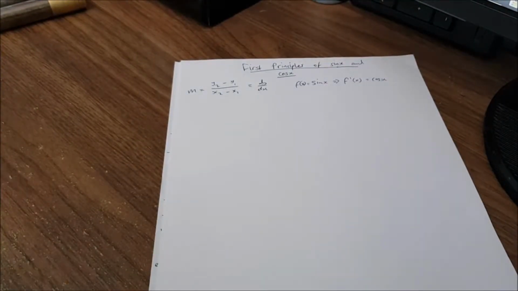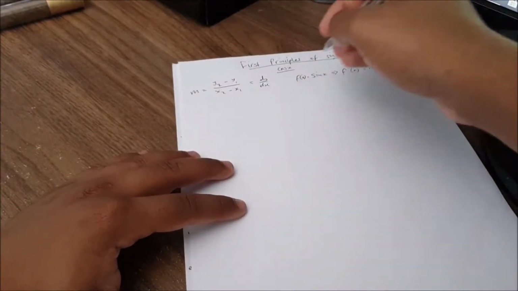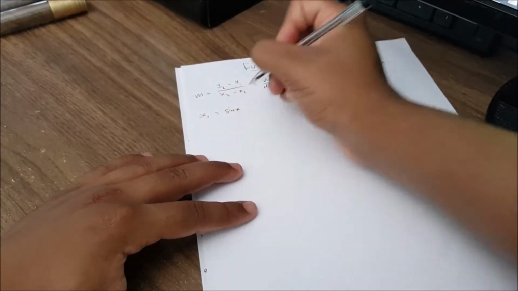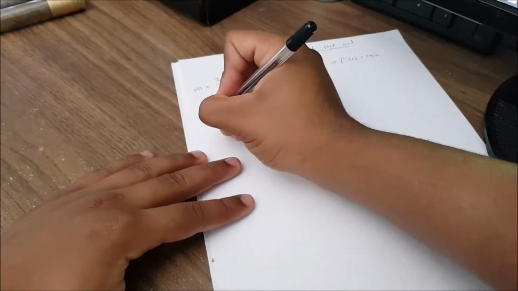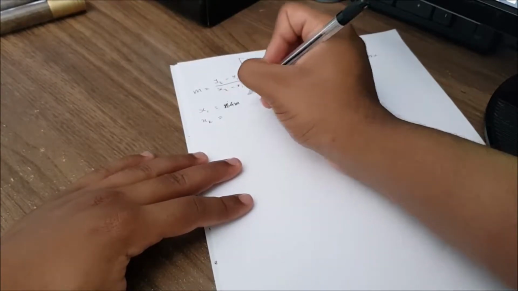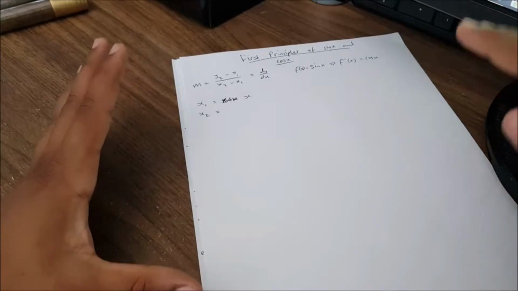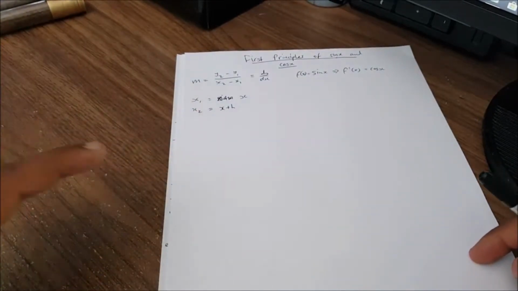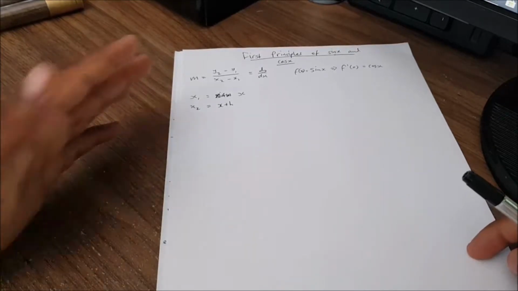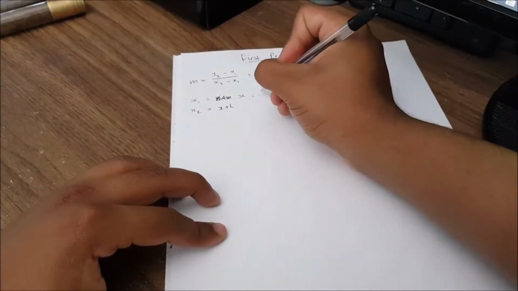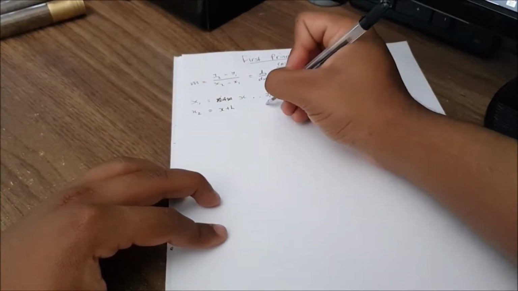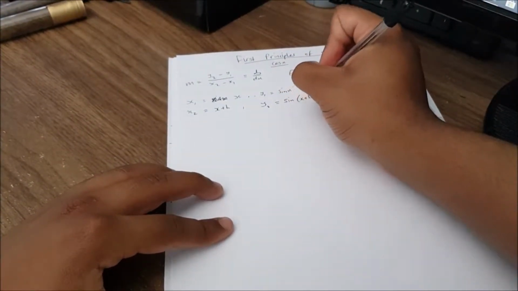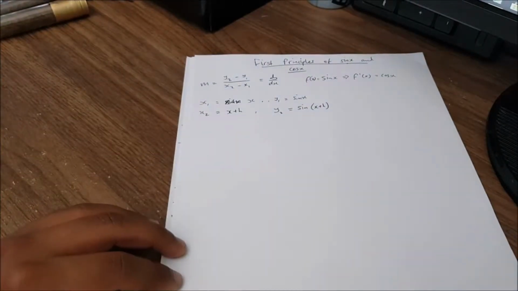Okay, let's begin by saying that our x1 coordinate is always x, always. And our x2 coordinate is always x plus h. This is true for all gradients with x1 and x2. Our y1 is our function, sine x, and our y2 is going to be sine bracket x plus h. That's what we're working with at the moment.